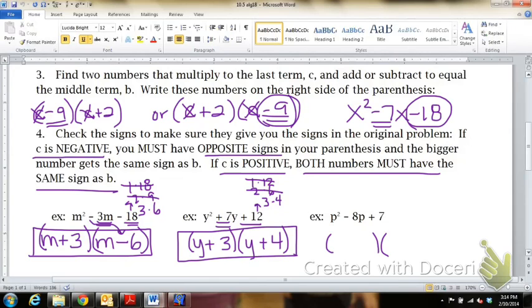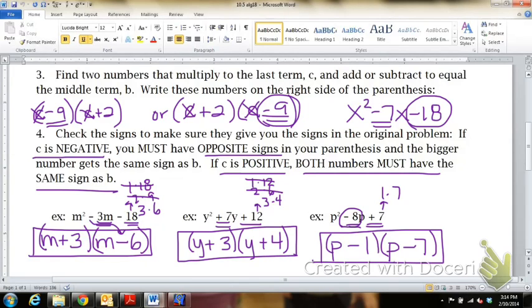All right, last one, I think. P squared is P times P. 7, well that's easy, it's just 1 and 7. Can 1 and 7 add or subtract to make 8? They sure can. Now, they have to multiply to be a positive 7, which means they have to have the same sign. But they have to make a negative 8, so they both have to be negative. There's your answer.